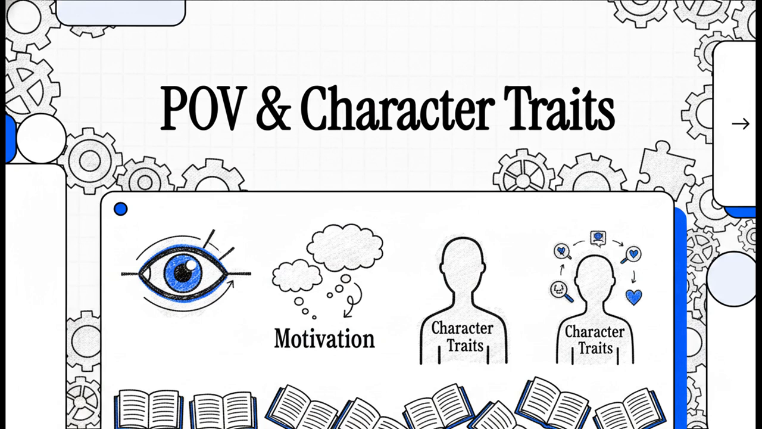Today we're unpacking exactly how point of view, traits, and motivation actually change the stories we read. As you prep for success way beyond the classroom, developing critical thinking is absolutely essential. And honestly, literature is one of the best training grounds for that. We're going to see how a story really isn't just about what happens. It's fundamentally about who is telling it and what hidden forces are driving them.